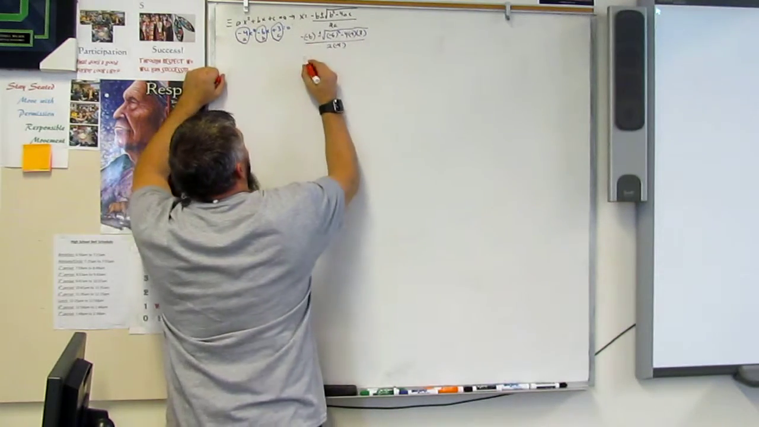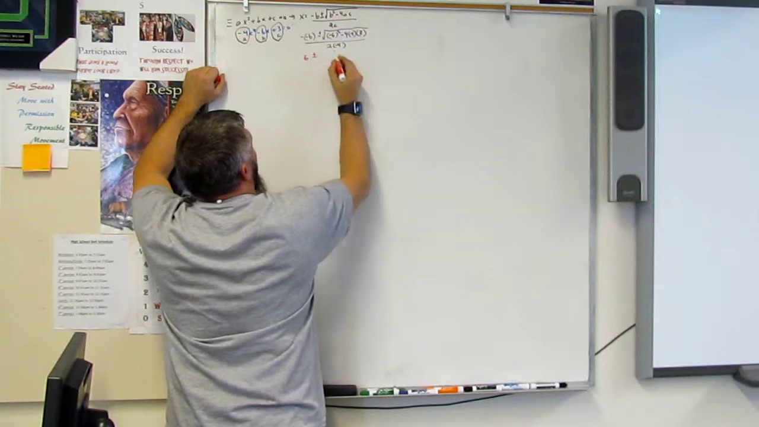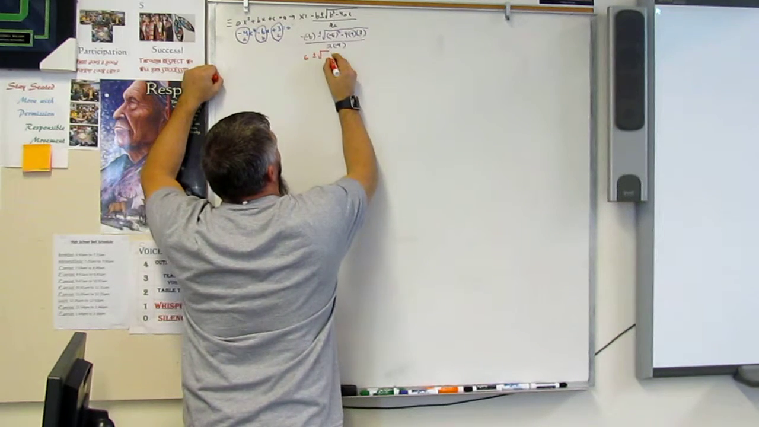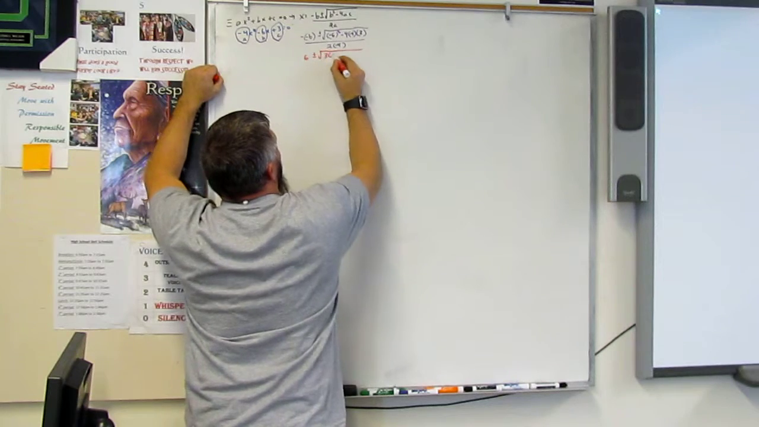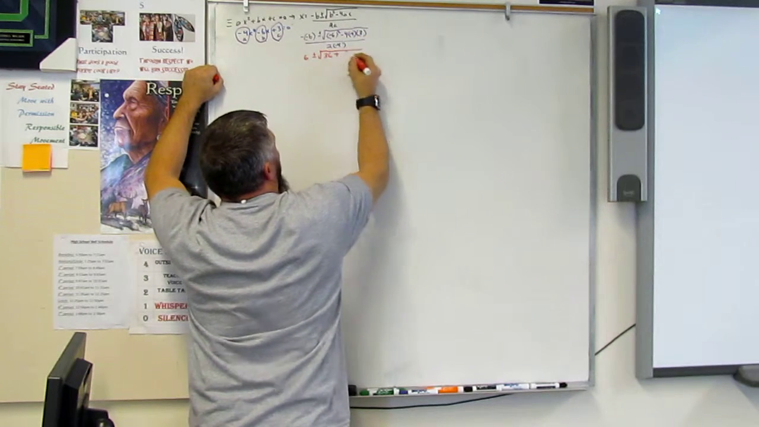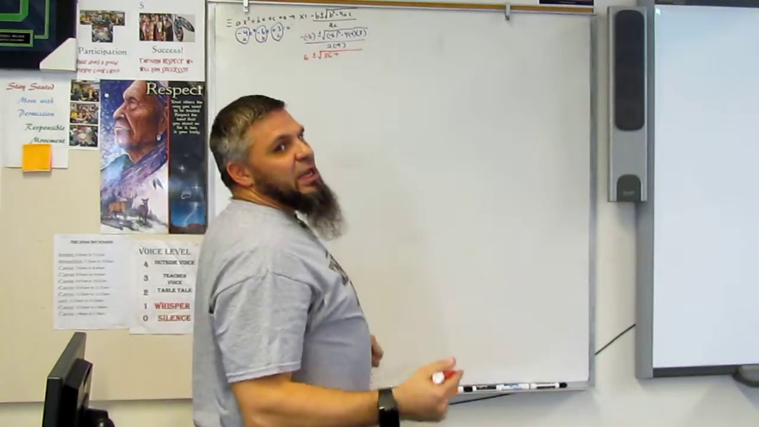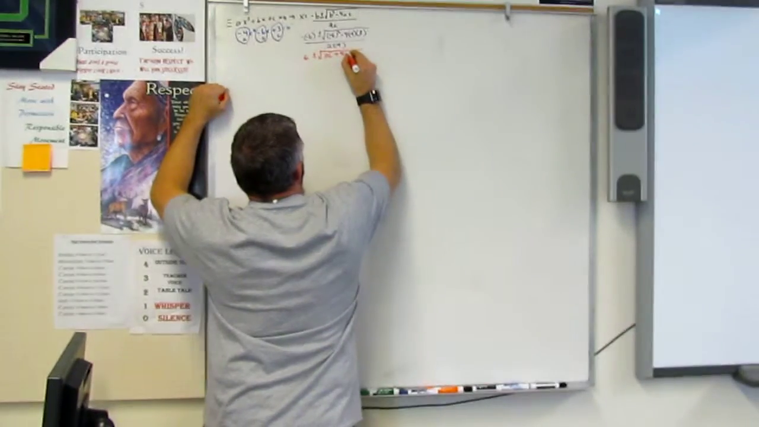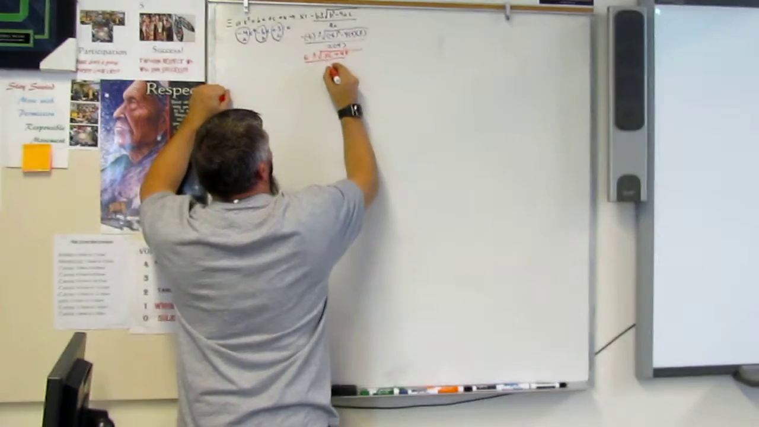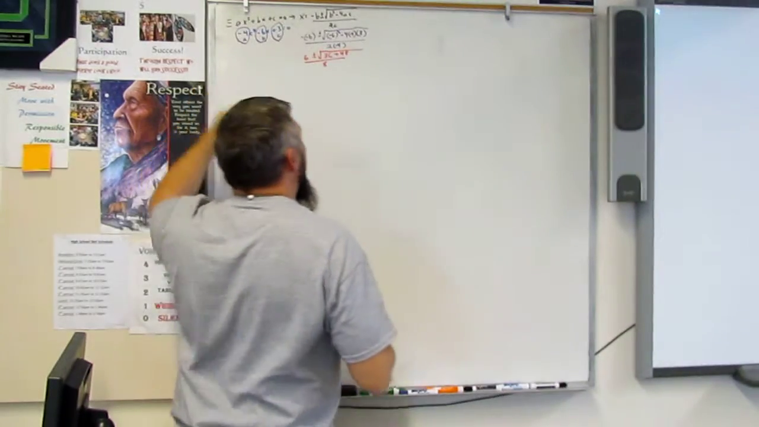Negative negative is a positive. Plus and minus the square root of 36. Minus minus makes a plus. 3 times 4 is 12. 4 times 12 is 48. Okay? All over 8.